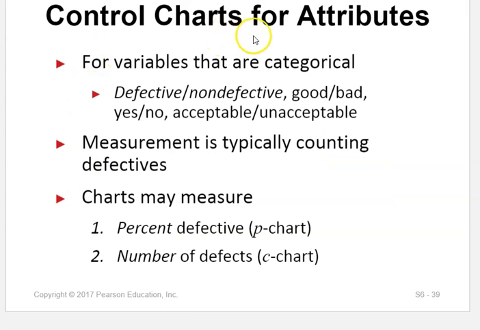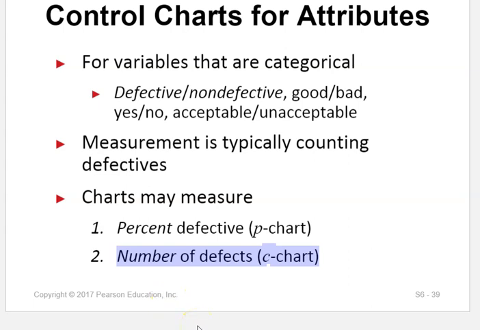Next is control charts for attributes, or qualitative or categorical variables. So for variables that are categorical, categories could be like defective or non-defective, good or bad, yes or no, acceptable or unacceptable. So these are groups. Measurement is typically counting defectives. Charts may measure the percent of defects. We call it a p-chart. Or the number of defects. We call it a C-chart.